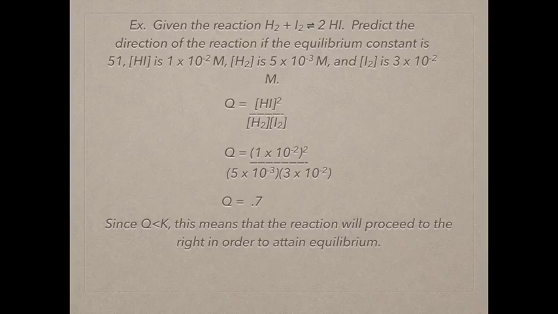Now, if my Q had been greater than K, then I would want to decrease its size, which means reduce the amount of product and increase the amount of reactant, which means a shift to the left. And if my Q equals 51, that means the reaction is already at equilibrium.